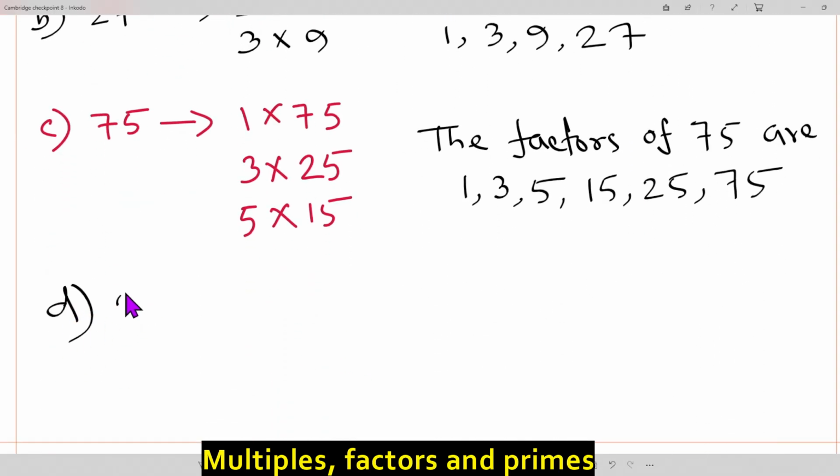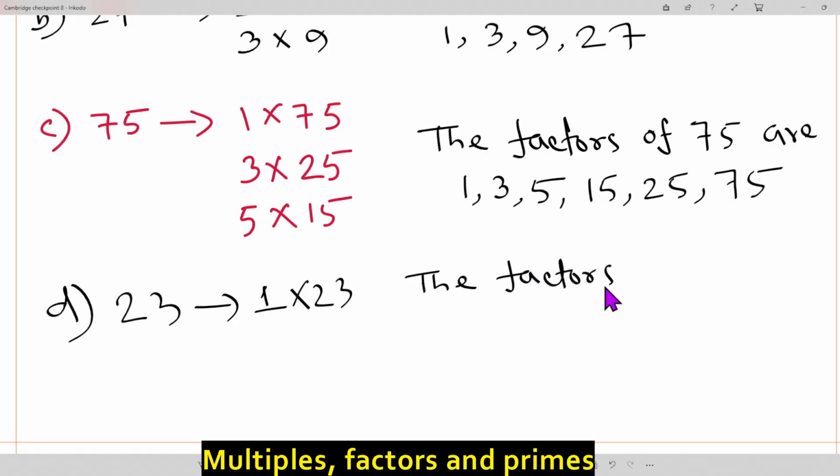Number D, 23. Look, 23 is a prime number, so its factors are only two. 1 times 23, it means 1 and itself. The factors of 23 are 1, 23.